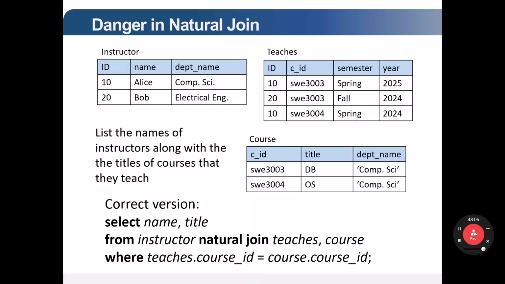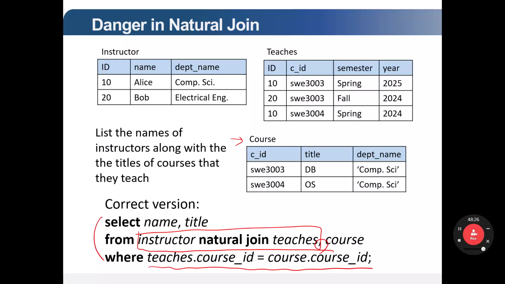So a correct way of writing this query is this. It is okay to use natural join for instructor and teachers, but for the third course table, you need to do Cartesian product and explicitly specify the join condition. It says that we are not comparing department name for join operation. That's what this query means.